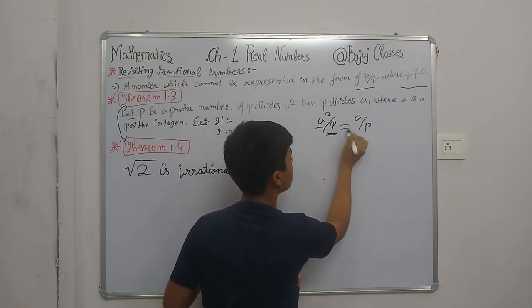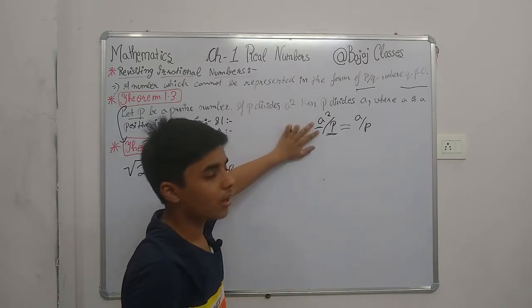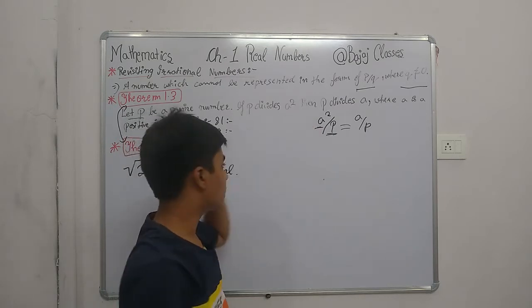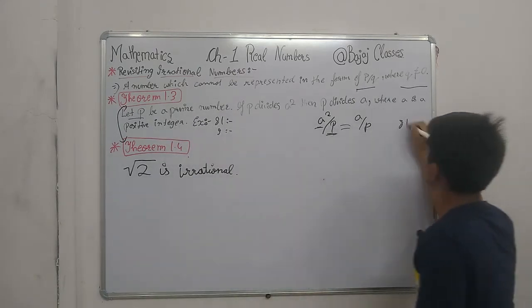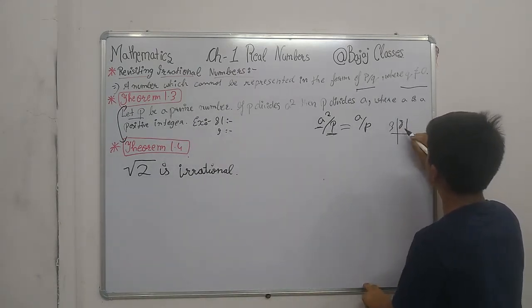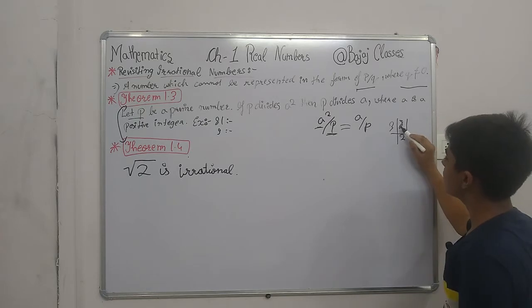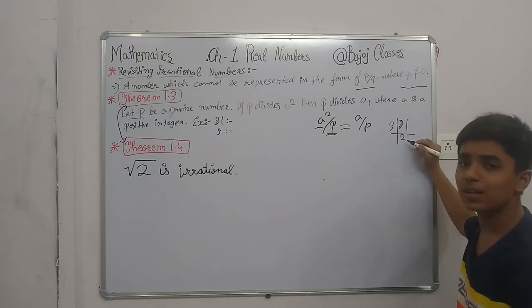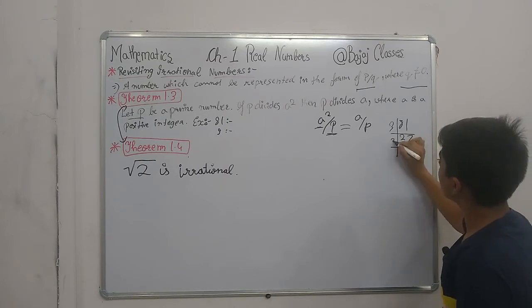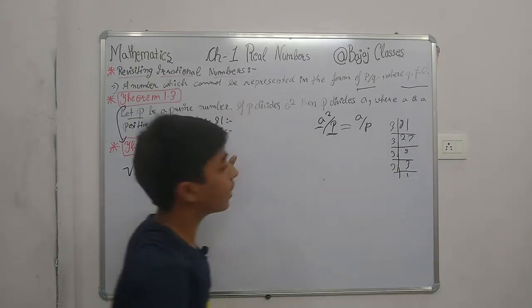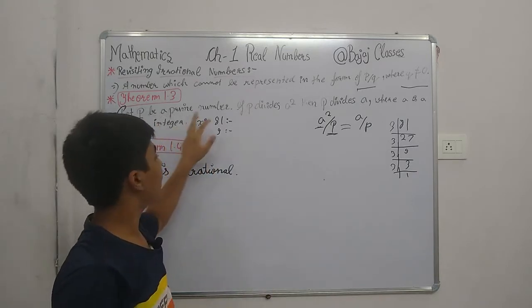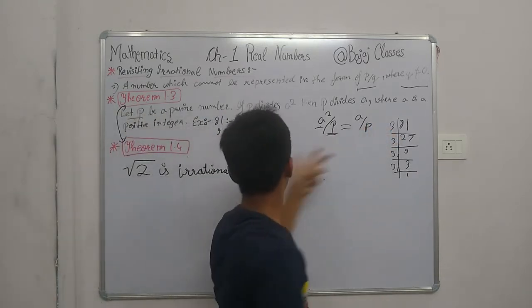This is the theorem. We will take an example for this. What are the factors of 81? We will work it out. For now you have to learn that if p is a prime number and p divides a square, then p divides a, where a is a positive integer.